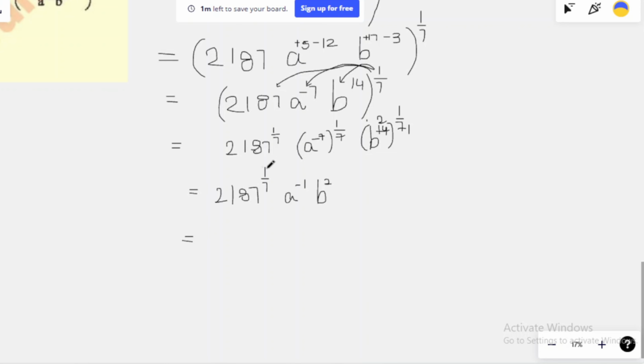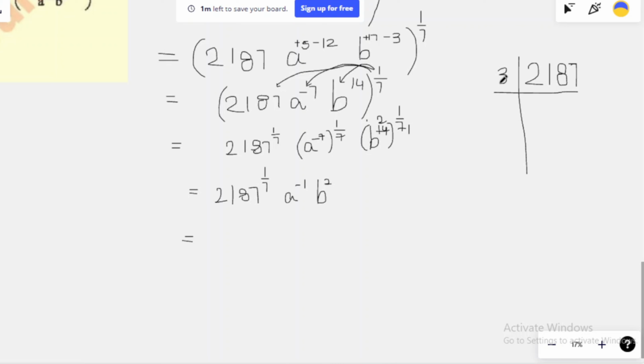So if you look at this one, this is 2187 with the 7th root. So we're going to factorize 2187. Why are we going to factorize? So that maybe we can get some number which is being multiplied with itself 7 times to give this number. So it's 2187, it's not even, so we cannot try with 2, so we'll try with 3.